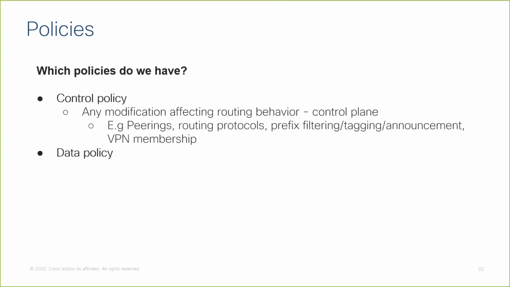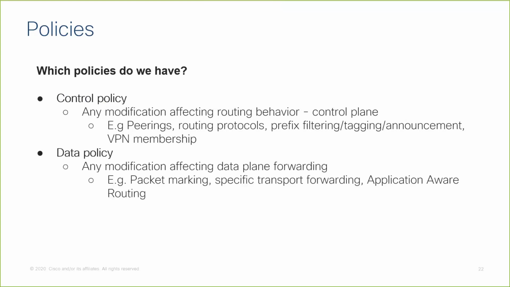But what about my data policy? My data policy would work on any modification affecting the data forwarding. So if I would place any marking into the packet, or designate a specific transport to forward the traffic towards, or if I would apply application-aware routing. We'll talk about application-aware routing in a later slide. It's a special kind of policy.